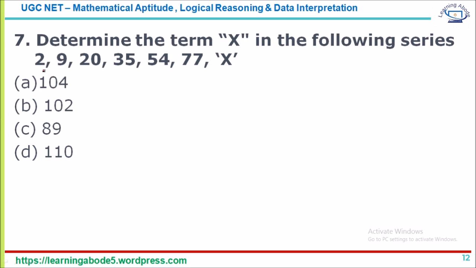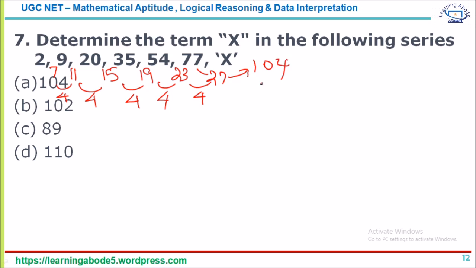So let me look at the difference here. The differences are 7, 11, 15, 19, 23. So as you can see the pattern here, the difference increases by 4 each time. So add 4, it should be 27. So 77 plus 27, that's 104. So answer is answer choice A for question number 7.